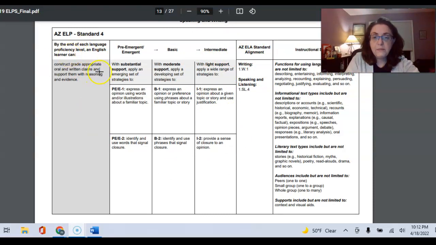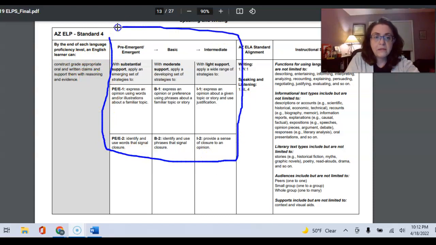When it says ELP standards, let's change the color. This is what you're focusing on, ELP. This is for the ESL kids. This is for where it says, of course, ELA, and these are very similar to Common Core.